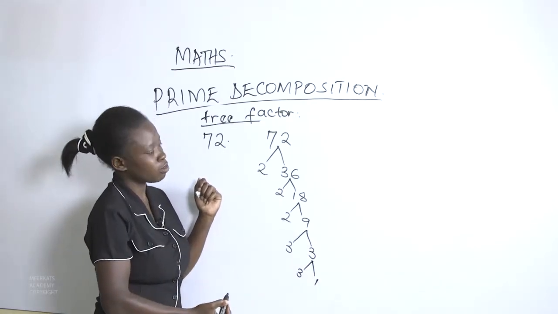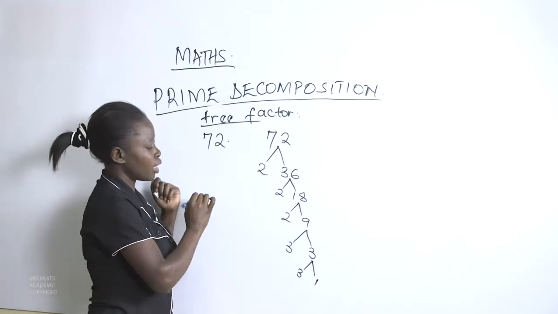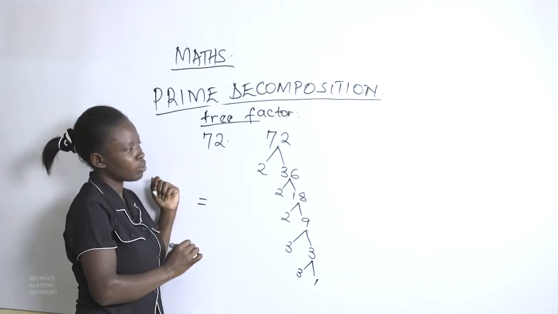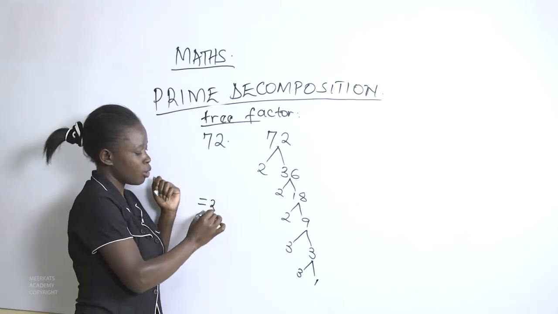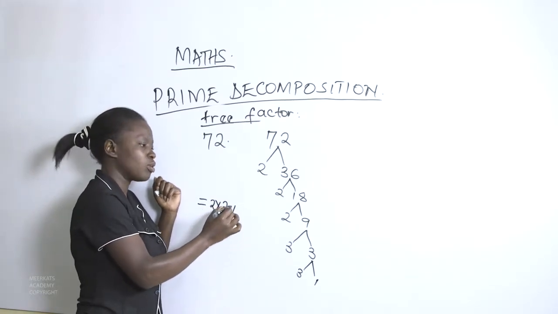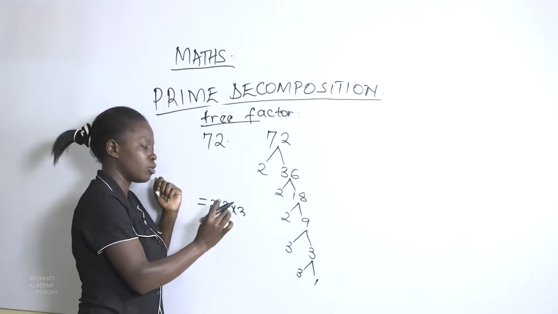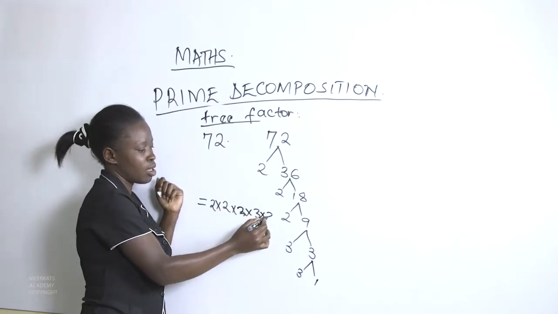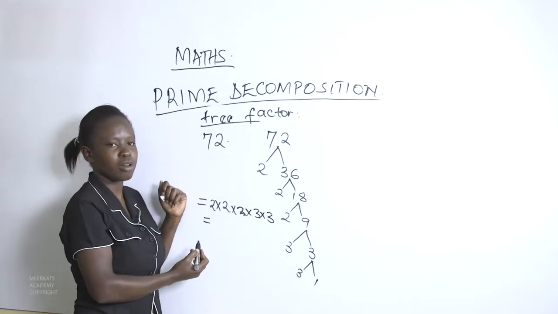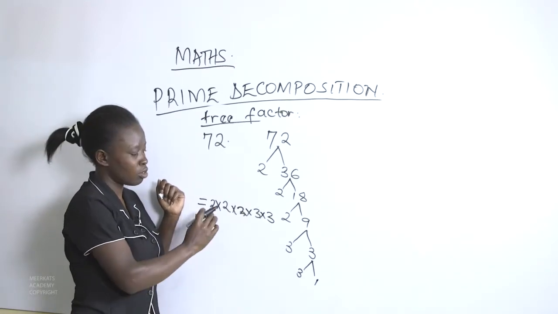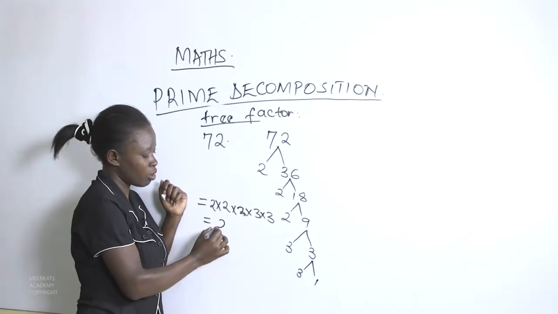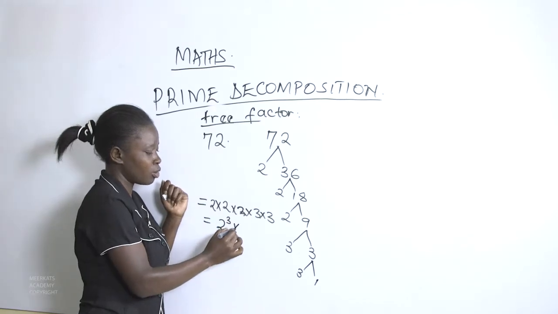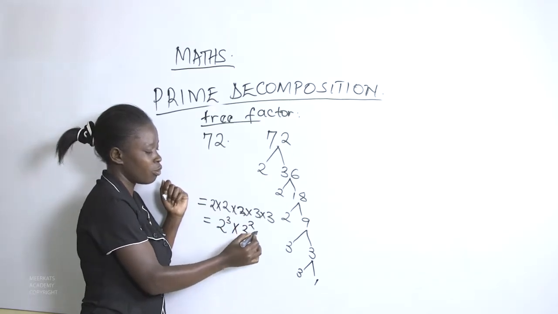So if we express 72 as a product of its prime factors, we have 2 times 2 times 2 times 3 times 3. Meaning 2 is repeated 3 times, so you have 2 to the power of 3 multiplied by 3 to the power of 2.